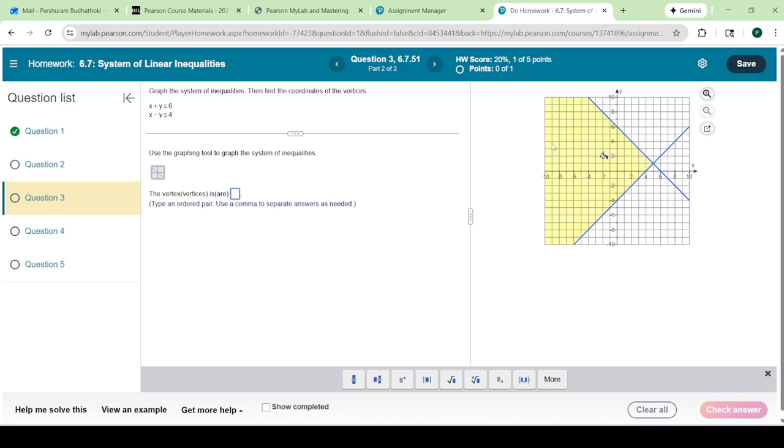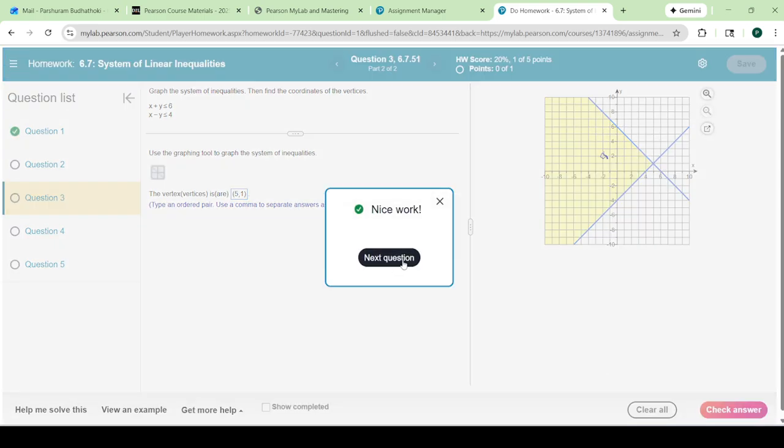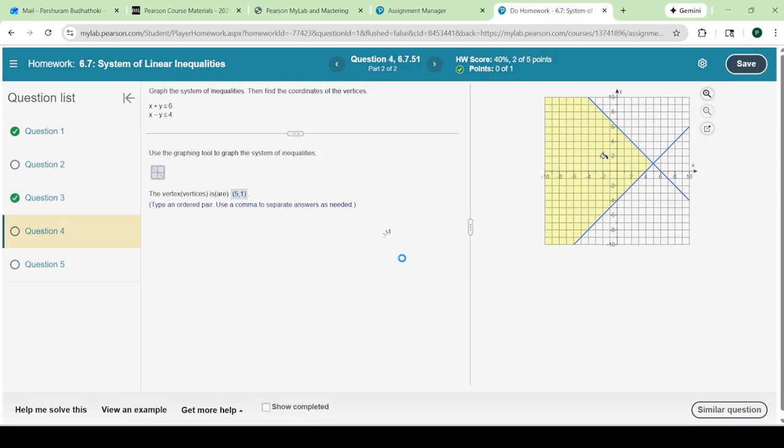What is the vertex? How do you find the vertex? The point of intersection between these two lines, which is here, is 5, 1. So that's the point of intersection, 5, 1. That's the only point we have, because for other points you don't see a point of intersection. So that's the vertex, only one vertex you have.